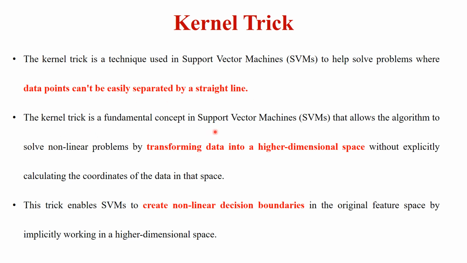The kernel trick is a concept which allows the algorithm to solve some nonlinear problems by simply transforming the data into some higher dimensional space. The thing is, we need not explicitly calculate the coordinates of the data in that particular space. Moreover, this trick enables SVM to create some nonlinear decision boundaries in the original feature space by implicitly working in a higher dimensional space.